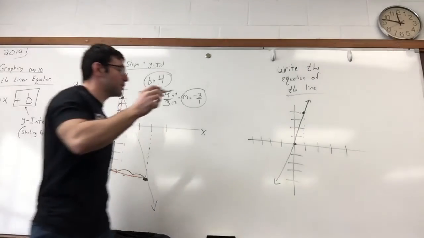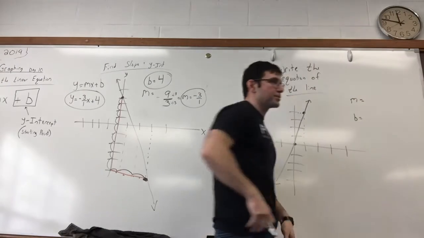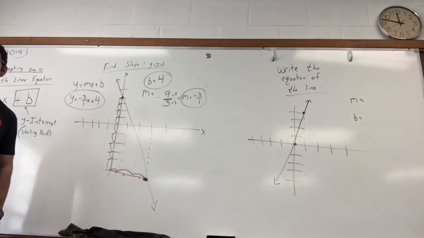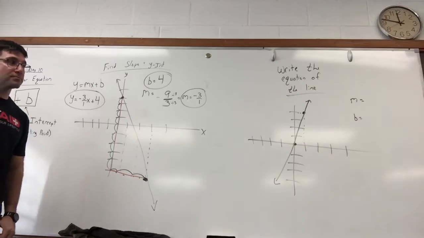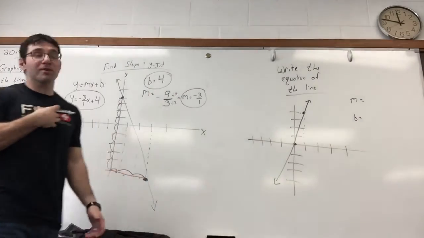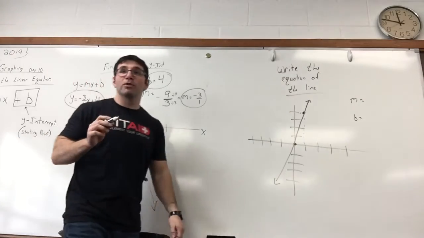Okay, so we need two things. We need M equals. We need B equals. Which is easier, Maya? M or B? Okay. If M's easier for you, that's not where I would start. I would always start with the starting point. But if M's easier, how would I find M? What do I need to do?